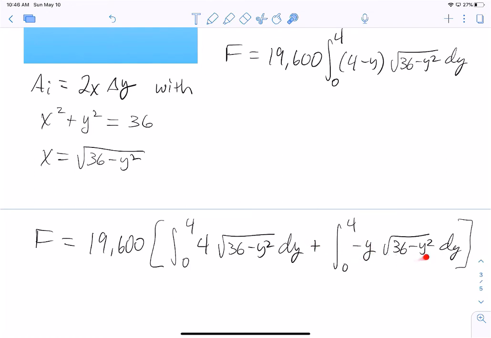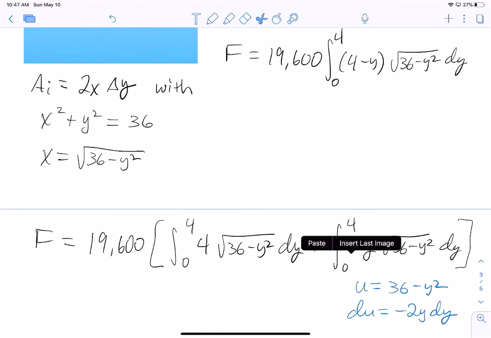Well, here we're going to need to do a u substitution. For negative y times the square root of 36 minus y squared in that integral, we're going to say that u is equal to 36 minus y squared, and so du is negative 2y dy. We might as well just leave that negative in there. And as a matter of fact, while we're at it, I'm going to move that negative over a little bit and make room to multiply and divide just that integral by 2.